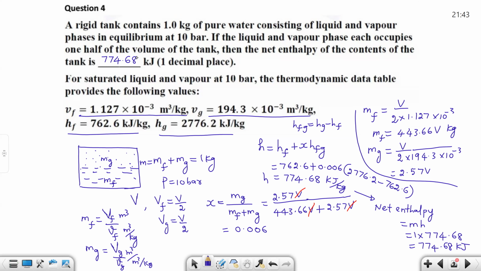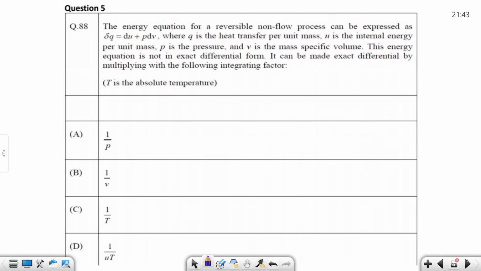Now we move to the next question. The energy equation for a reversible non-flow process is expressed as delta Q equal to dU plus PdV, where Q is the heat transfer per unit mass, U is the internal energy per unit mass, P is the pressure, and V is the mass specific volume. This energy equation is not an exact differential form. It can be made exact differential by multiplying by the following integrating factor.